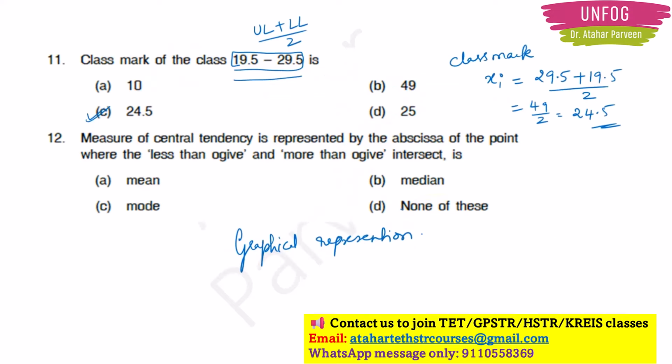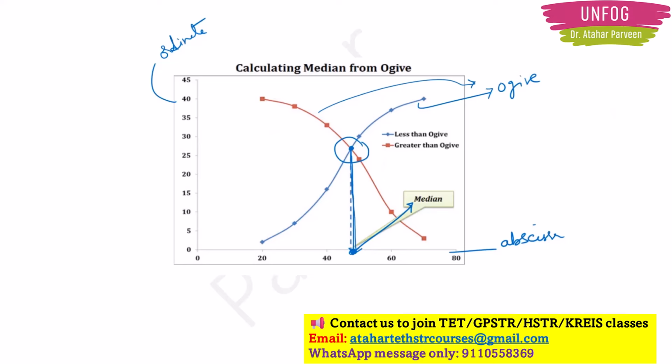So now you can answer this question. The measure of central tendency represented by the abscissa, meaning the x-axis, of the point where the less than ogive and more than ogive intersect. So option B, median, will be the correct answer. Less than ogive means the value of the ogive will be less. More than ogive or greater than ogive means the value will be more. This is a lesser number. This is a greater number.